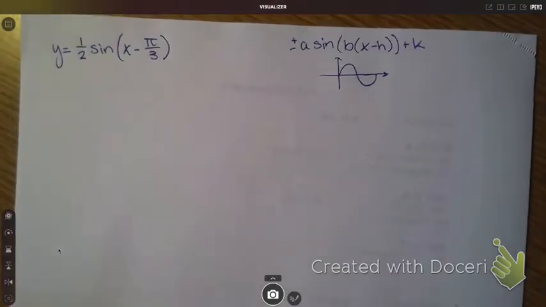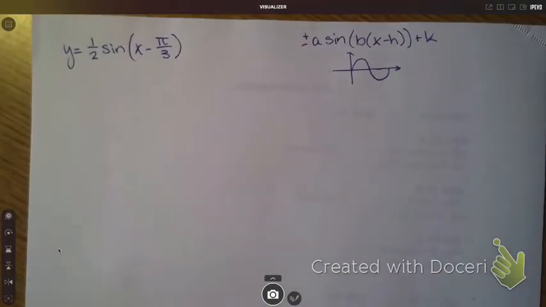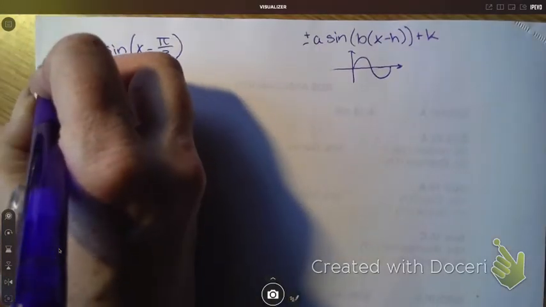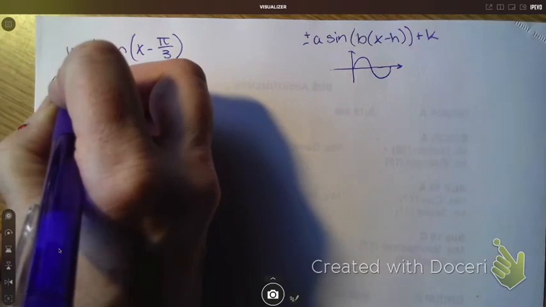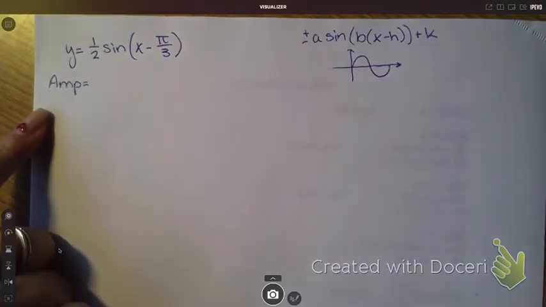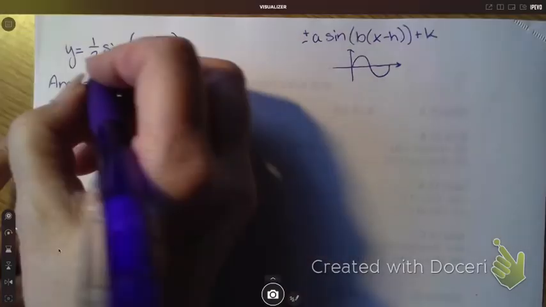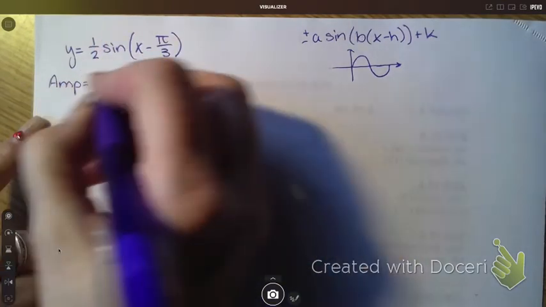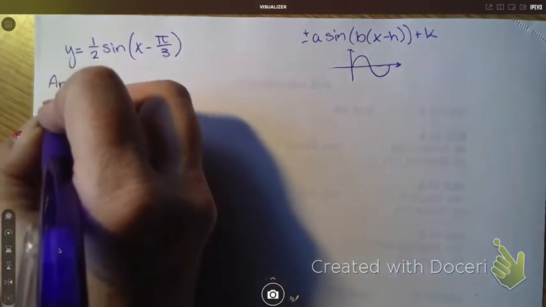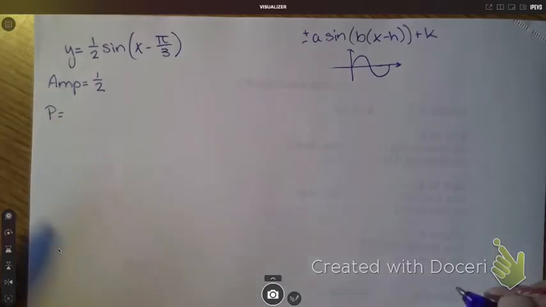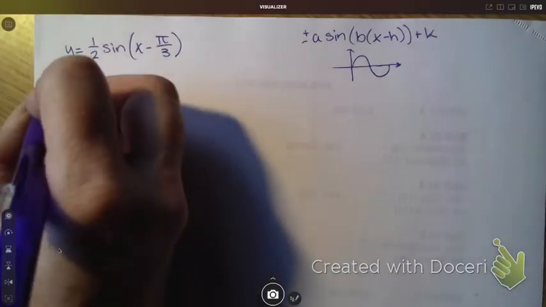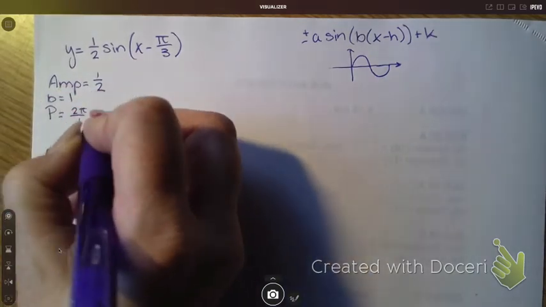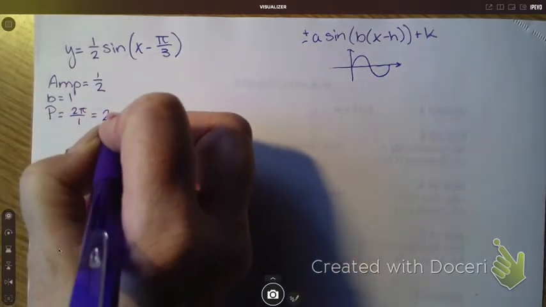Okay, so we need to remember that. We need to go through and find the amp. What's my amp? 1/2. What is B, guys? Oh, B is 1. So period is 2 pi over 1, so it is 2 pi.